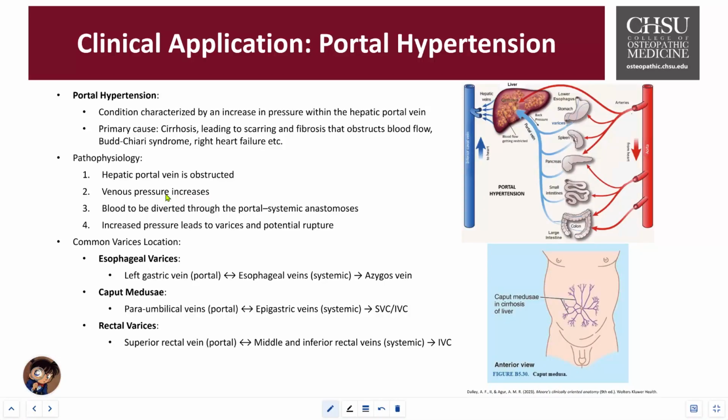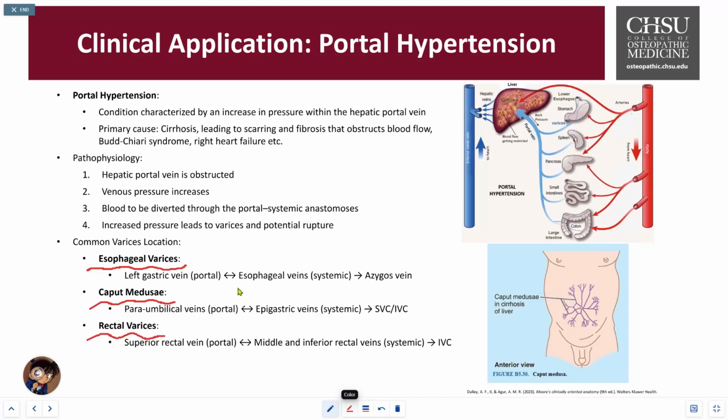Non-identifiable causes are found. But when the hepatic portal vein is obstructed, the venous pressure begins to rise. This will then force the blood to divert through portal systemic anastomoses. This elevated pressure will then lead to a development of these varices, which can then rupture and cause life-threatening bleeding because it's forcing the blood across. So as we said before, the common varices locations are as follows: the esophageal varices, the caput medusae, the rectal, and the retroperitoneal varices. Those are the four key ones.